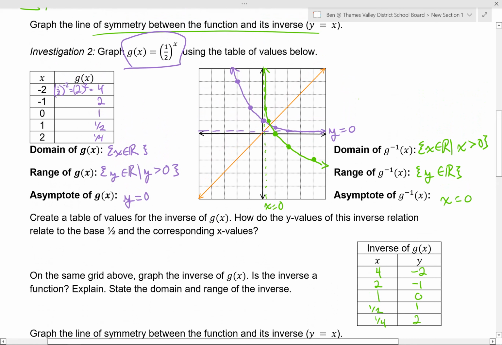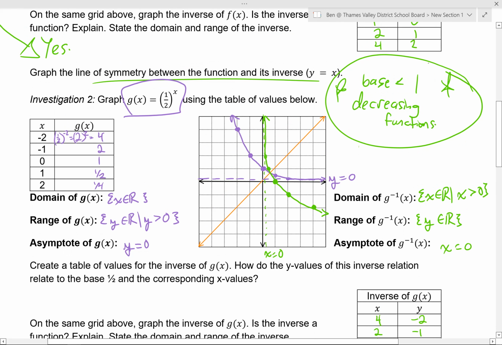And we can see here the general shape. Well, this time, both functions, the original function in purple and the inverse function in green, are decreasing functions. And we notice that comes from our base being less than 1. You can consider algebraically how that might happen. If our base is less than 1, every time our exponent increases, our output will be getting smaller and smaller. We can remember that we're working with decreasing functions if the base is less than 1, and increasing functions if our base is greater than 1.